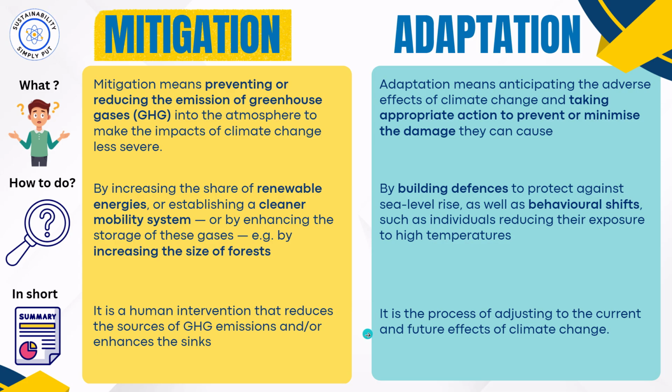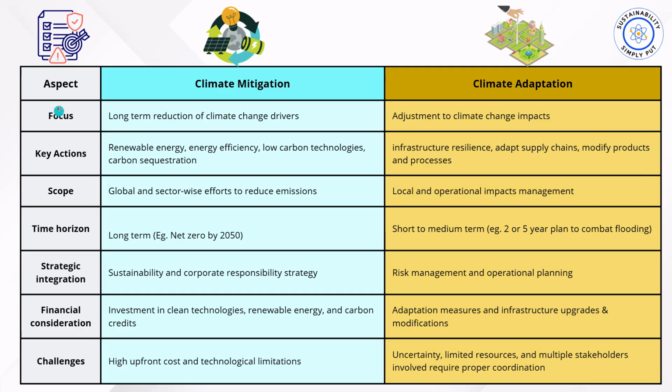Currently, the climate is changing. In future also, it will change. So, how do we adapt ourselves to cope up with this situation? So, here is a detailed comparison of these two. We will go one point at a time. So, the focus of climate mitigation is long-term reduction of climate change drivers, which is GHG. Climate adaptation is the adjustment to climate change impact. How do we adjust ourselves?